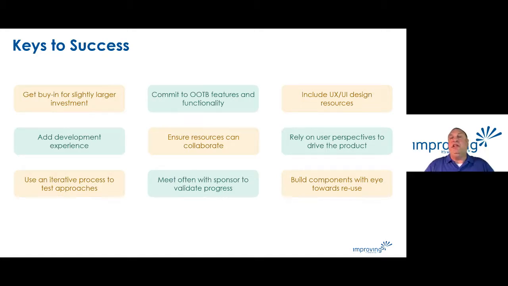Make sure these resources can collaborate. That really was key. A rapid development platform enables this collaboration, so you've got to make sure that you use it. And Josh touched on how all 3 angles have to come together and work together to really get that good quality product.